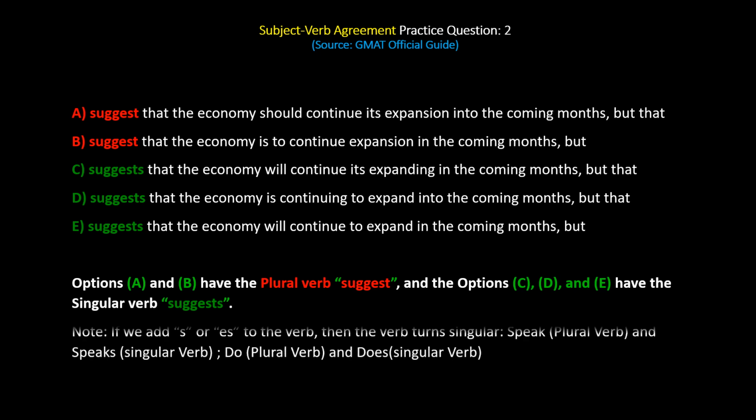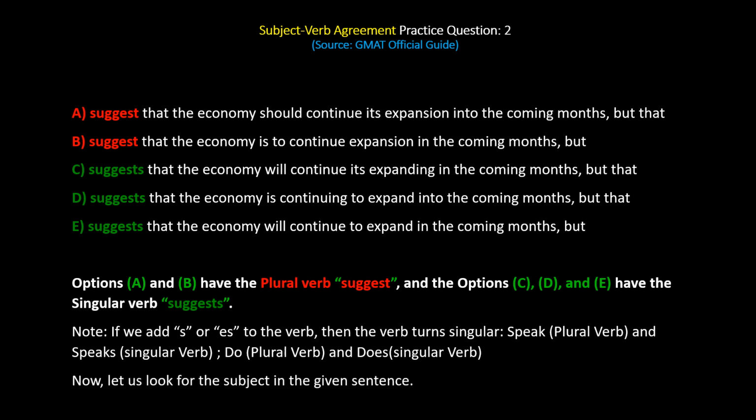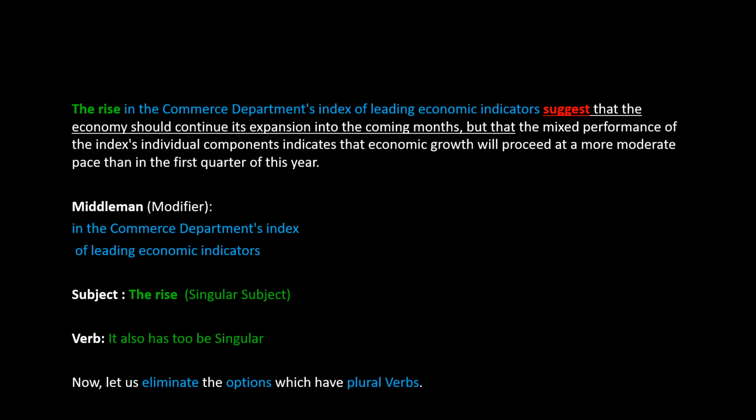Now, let us look for the subject in the given sentence. I have already told you, the moment you understand that it is a subject-verb agreement question, then you identify the middlemen and eliminate them. After eliminating the middlemen, you must match the subject with its verb. Match the verb with its subject and make sure that they agree in number and they make sense when read together.